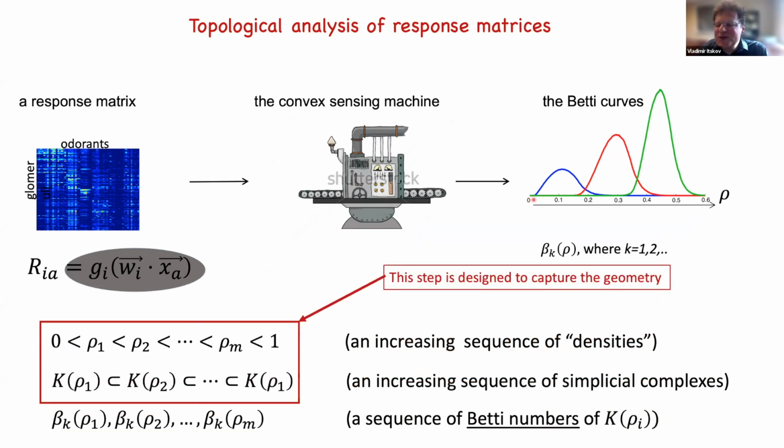So here you see there is so-called density, which I'm not going to explain in any detail, but basically you threshold this matrix at certain thresholds and construct a sequence of simplicial complexes, which is an object from algebraic topology. And from the simplicial complexes, you compute so-called Betti numbers. Again, this is a topological invariant.